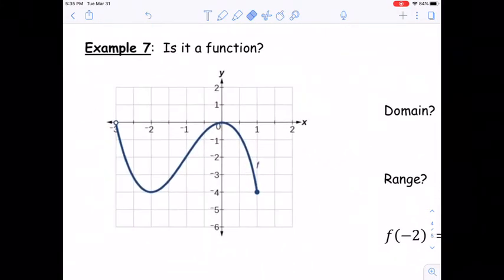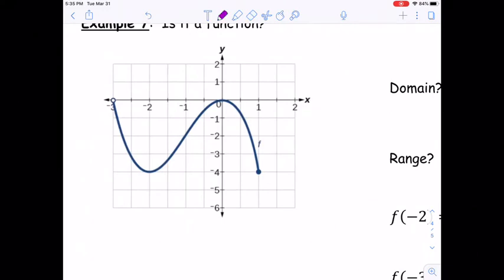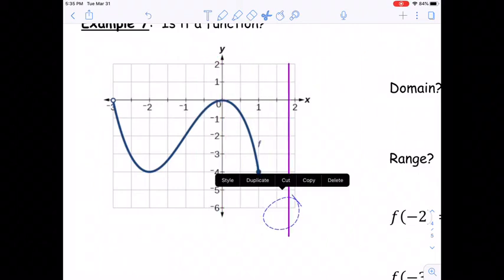Example 7, is it a function? Do the vertical line test. Slide that across, left to right, hitting just 1 point at a time as I go across. So yes, it is a function.